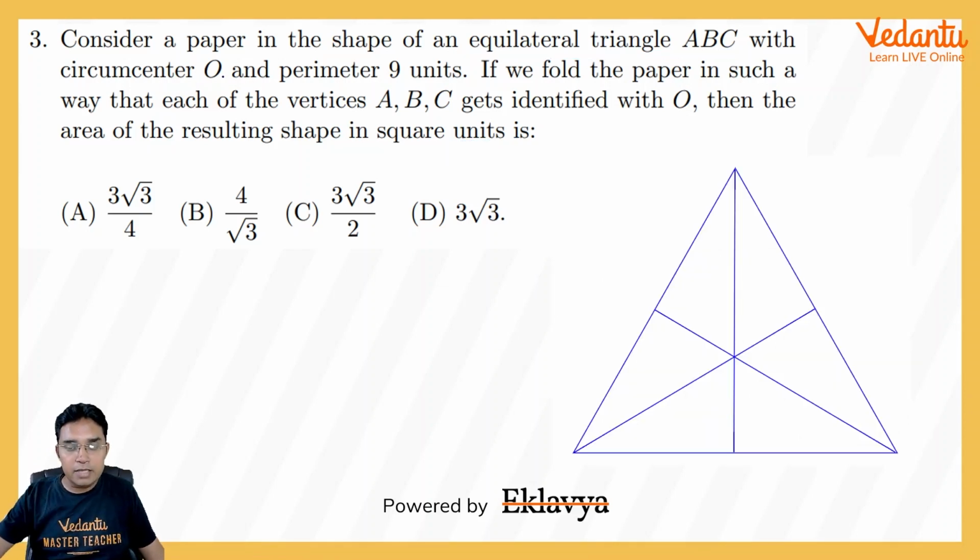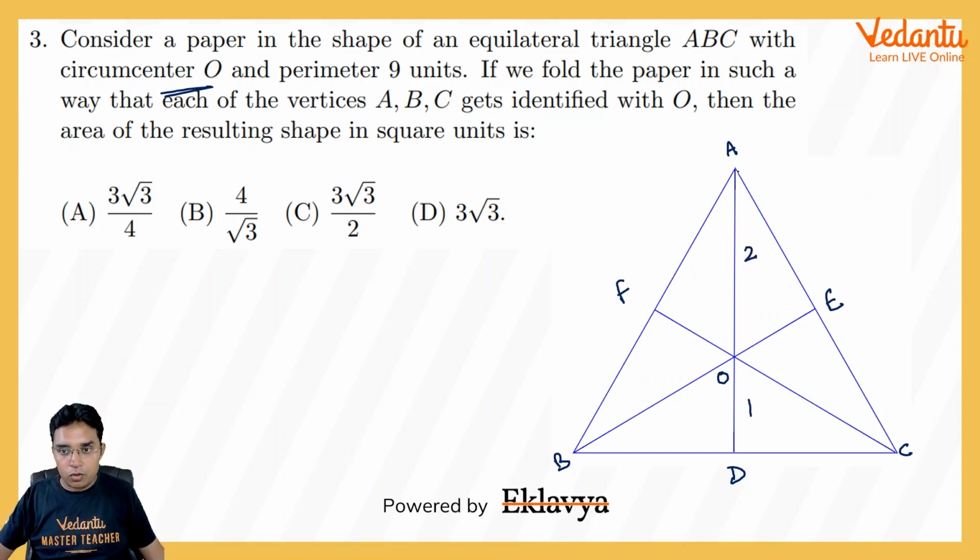Now, this is how the diagram could be. Here I have drawn this triangle ABC and all these are medians. I would rather call this circumcenter the centroid, because they are the same for an equilateral triangle. So if it is the centroid, the ratio here would be 2:1.